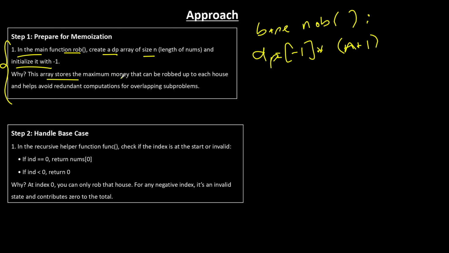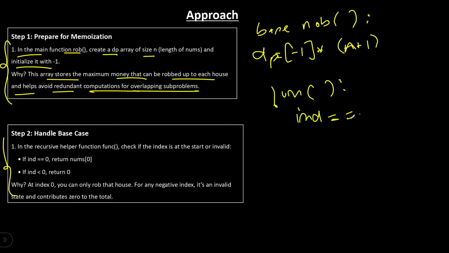This array stores the maximum money that can be robbed up to each house and helps avoid redundant computation for overlapping subproblems. Okay, and after that we will handle the base case in the function fun, which we will create for the recursion. In that, if index is equal to 0, that means we have already reached the 0th index and we have to take that value. We don't have any option. We will just return nums of 0 from there.